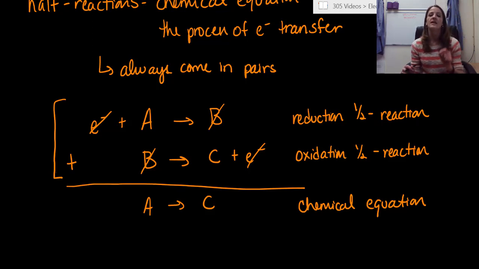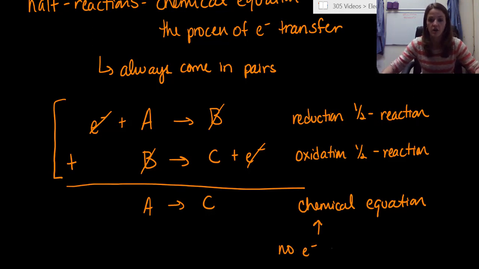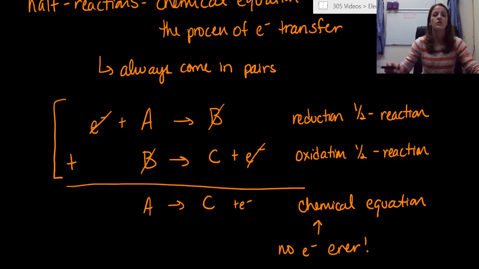The biggest thing is that they come in pairs. You always have two half reactions, but your electrons must always cancel out, okay? So you're never going to have electrons in your chemical equation. No electrons ever in your chemical equation. If you end up with A going to C plus e, you know you've made a mistake, and you need to go back through and rebalance.